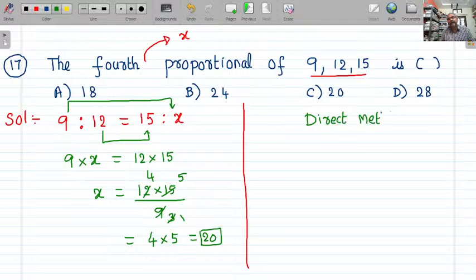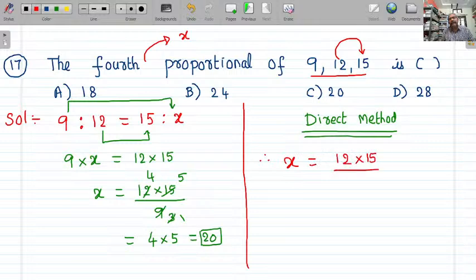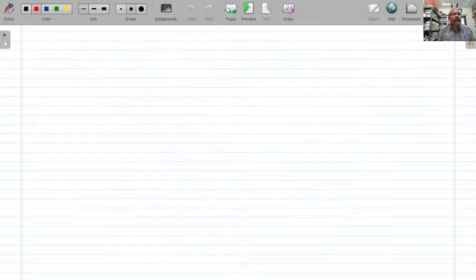The direct method is the method without paper and pen. Even mental calculations we can do. Very simple: 12 into 15 by 9. So x is equal to 12 into 15 upon 9. Now 3 3s are 9, 3 5s are 15, 3 1s are 3, 3 4s are 12, 4 into 5, 20. The answer is 20. Right, that's all. In such a manner we can solve the problem. Let us move to the next question, that is the 18th question.